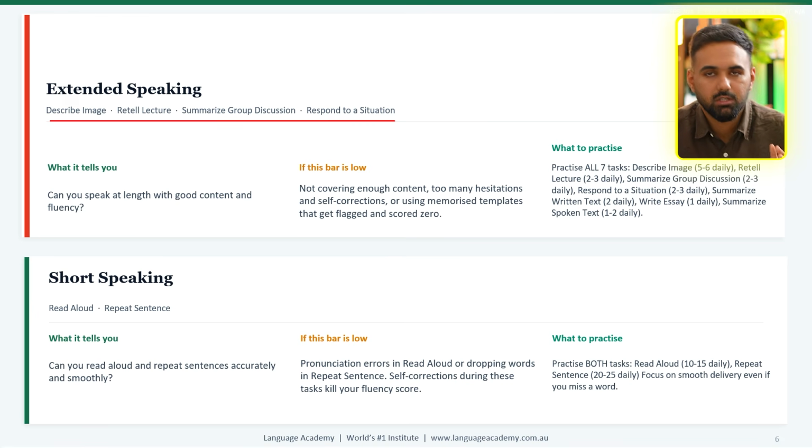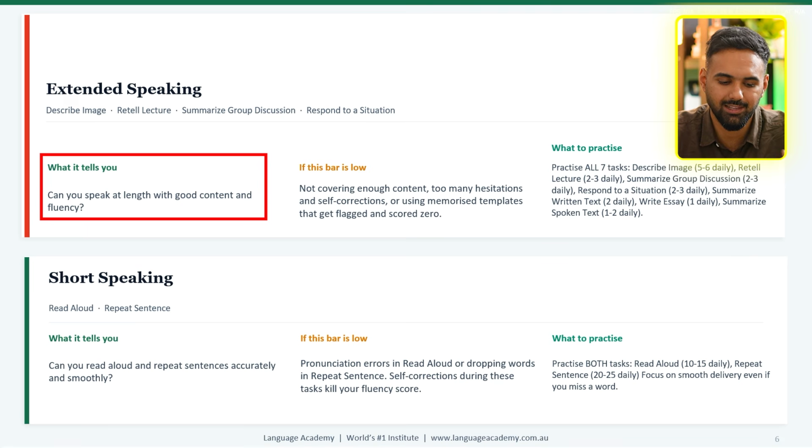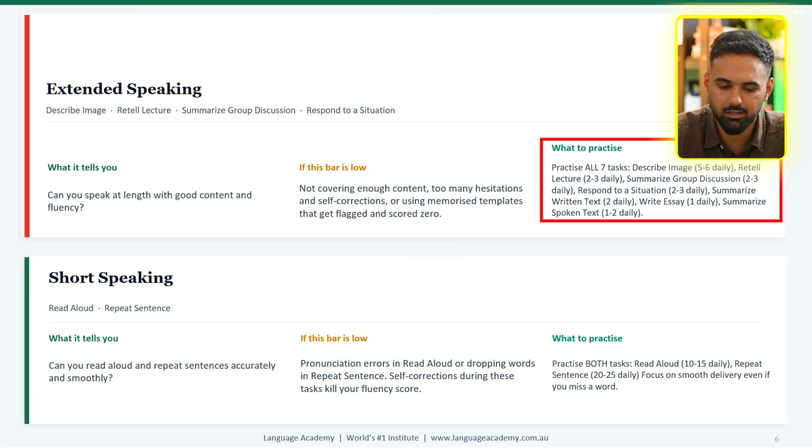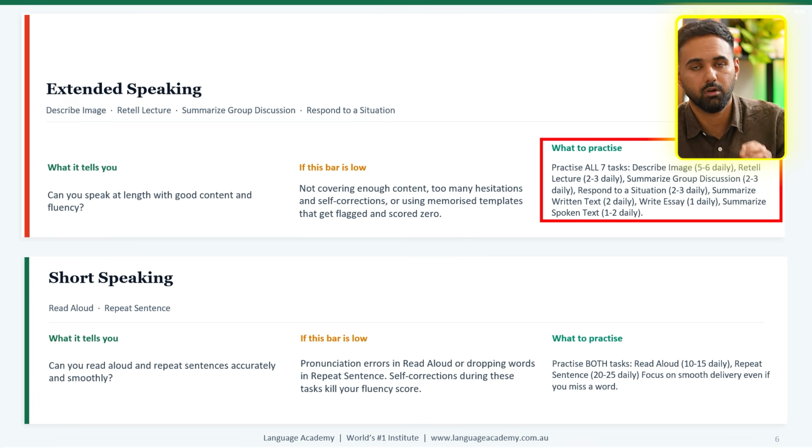Next is extended speaking. Extended speaking has 4 question types where you have to make a response by yourself. You have to give a long response: describe image, retell lecture, summarize group discussion, and respond to situation. This tells you whether you can speak lengthy responses with good content and fluency. If this is low, you're either not covering enough content, or there are too many hesitations or self corrections, or you're using a template which is either flagged and got you a 0 score. If this is low, you have to practice all these 4 question types, extremely important. They're going to contribute a lot towards your speaking module: describe image, retell lecture, summarize group discussion, and respond to situation.